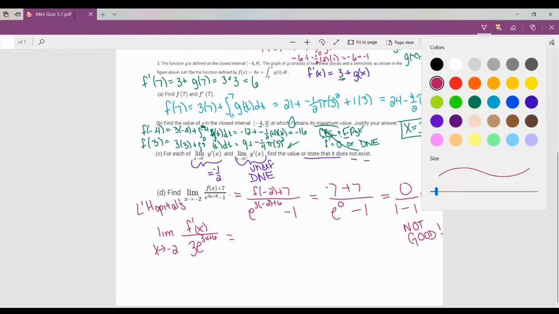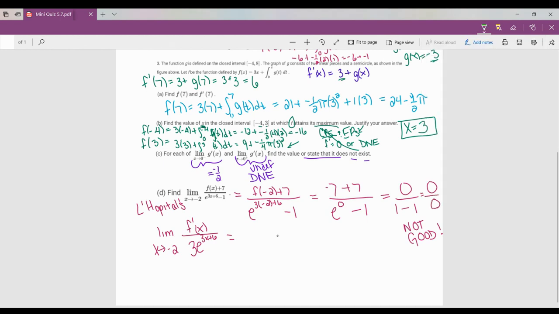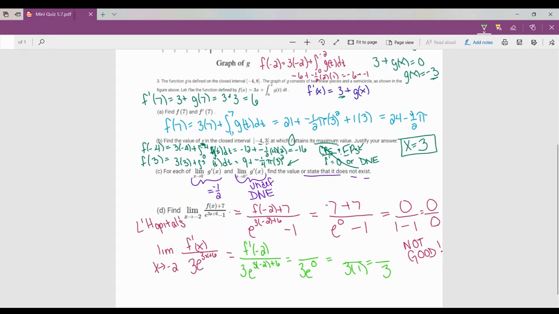I'm going to just change the color while I'm doing that one. Let's go bright green. So we've got f prime of -2 over 3 e to the 3 times -2 plus 6. So that's going to be 3 times e to the 0, which equals 3 times 1. So the denominator is going to be 3. And my numerator is going to be f prime of -2.